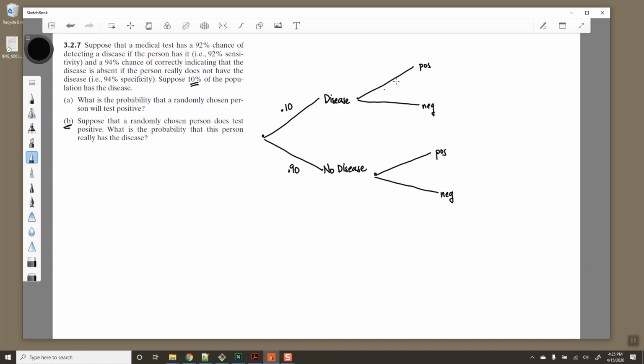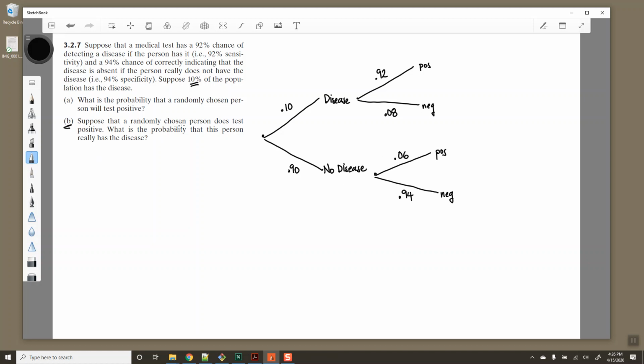And so ideally, if they have the disease, they test positive. If they have the disease, they're going to test positive 92% of the time, which means 8% of the time they will test negative. And on the other hand, if they have no disease, we expect them to test negative. And it says 94% chance of correctly indicating that the disease is absent. So we're going to put 0.94 here, which means 6% of those who don't have the disease will be flagged as a false positive, okay?